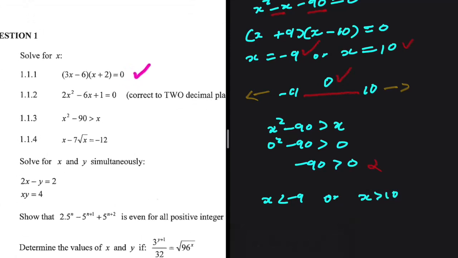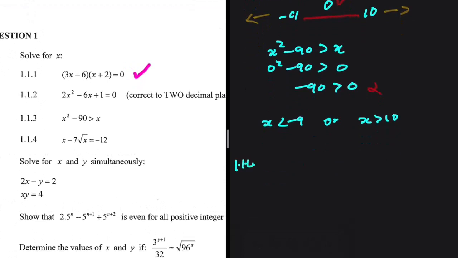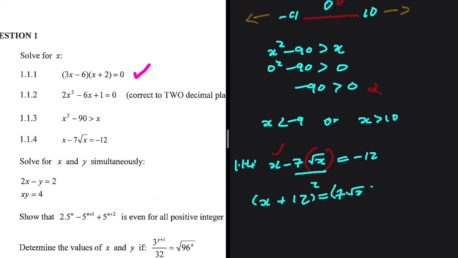1.1.3. Let's take a look at 1.1.4, an interesting question. So we have x minus 7 square root of x equals minus 12. Well, I have square root of x, so I want to square both sides. But if I have this x and I'm squaring both sides, it gets complicated. So let me take minus 7 square root of x to the right hand side and take minus 12 to the left hand side. I'm going to have x plus 12 equals 7 square root of x. Now I can go ahead and square on both sides.